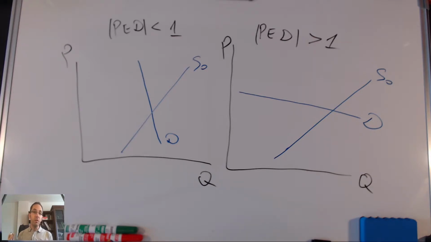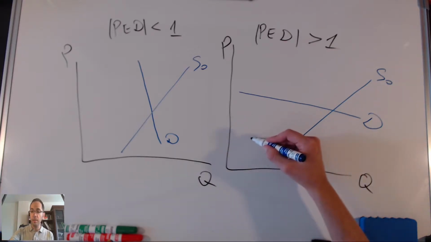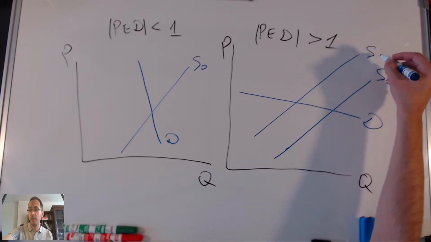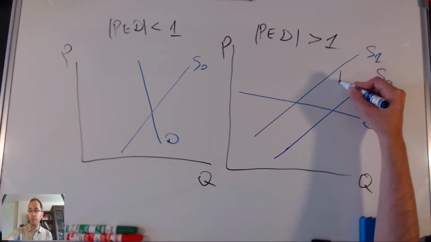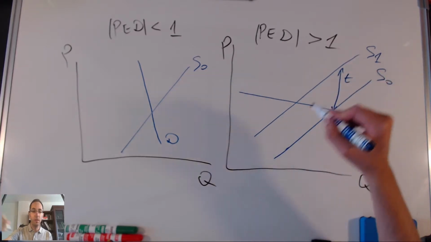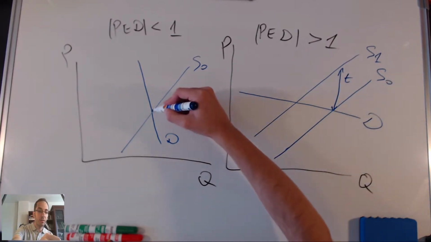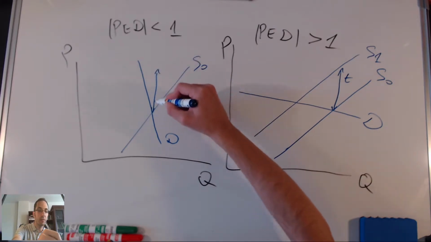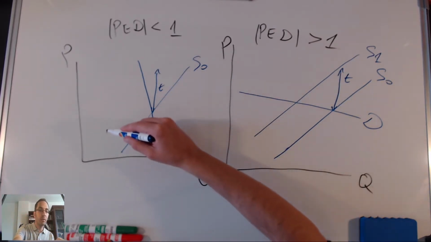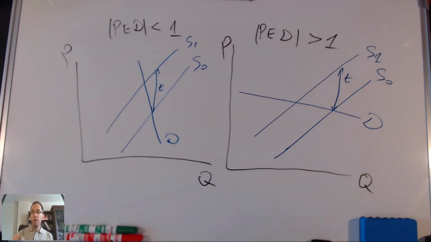I will use a unit tax in this case just to make the analysis somewhat easier. But if you apply an ad valorem or a percentage tax, it's not going to change the final outcome. Simply, instead of shifting the supply, you would have to rotate it. So let's say that this is my supply, S1, and the difference between these two is my tax level. So this is the tax, T. I will apply an equivalent tax over here, more or less, T, and then this would be the new supply. So S1 in both cases is the supply after tax.